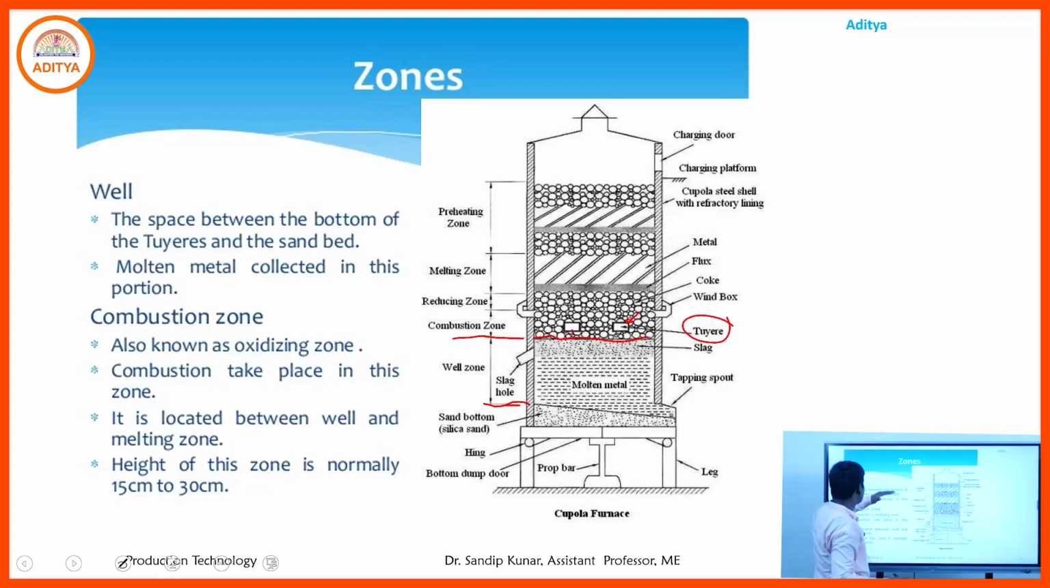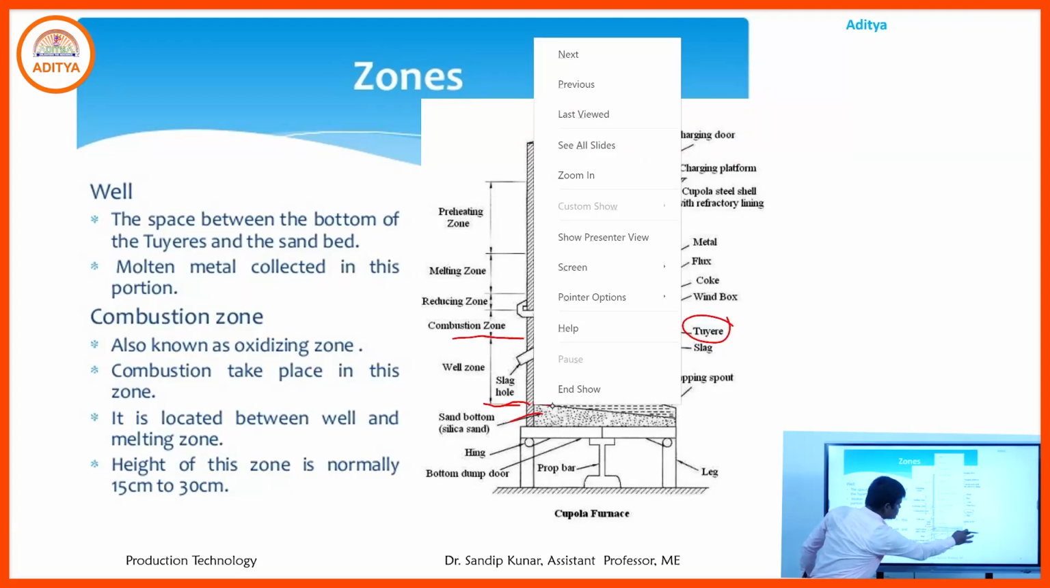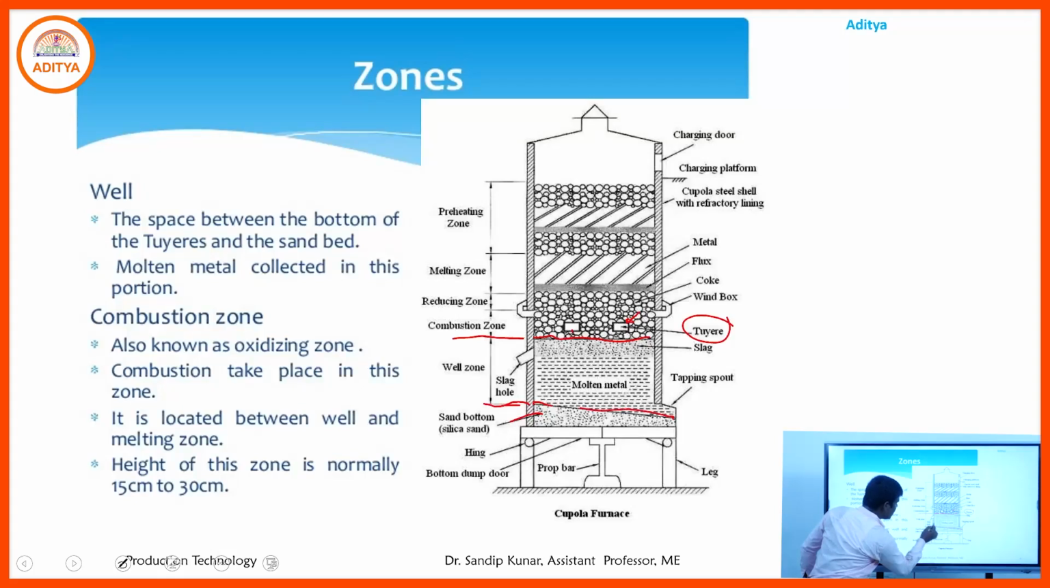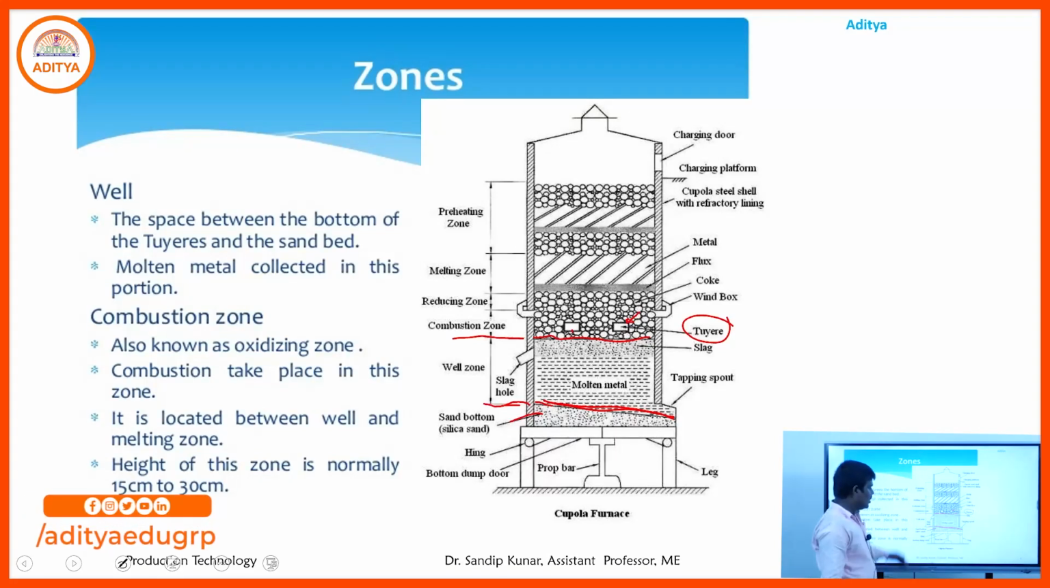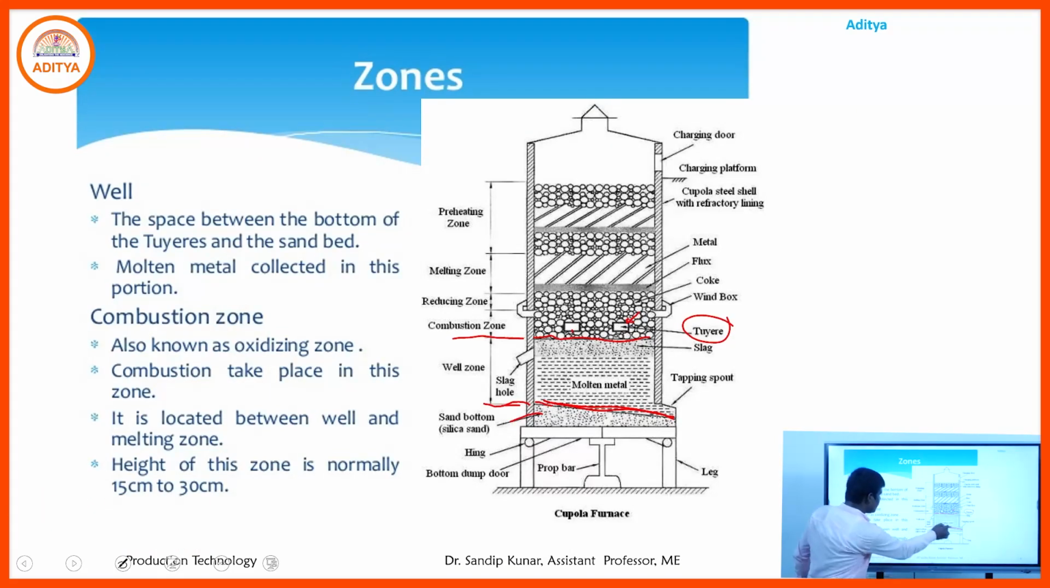From the bottom of the tuyeres down to the sand bed, here one slope is produced using molding sand, so that the molten metal easily goes through the tapping hole to the ladle. Means we can easily collect the molten metal through the tapping hole. That is the well zone, where the molten metal is collected.